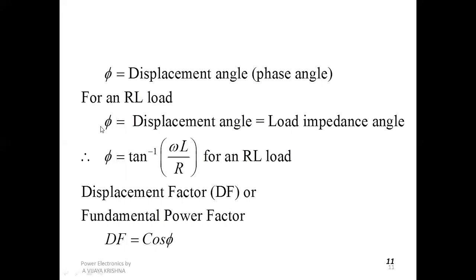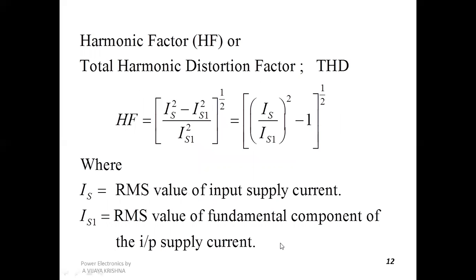But what about the RL load? Whenever you use any inductance in series with the resistive load, phi is the displacement angle. Due to the inductive nature of the load, phi is equal to tan inverse of omega L by R for an RL load. Okay, and the displacement factor can be derived. The displacement factor is equal to cos phi. And the next one is the harmonic factor.